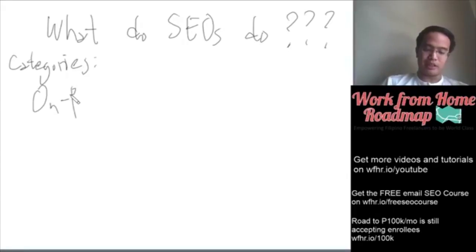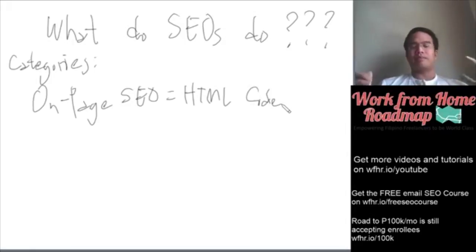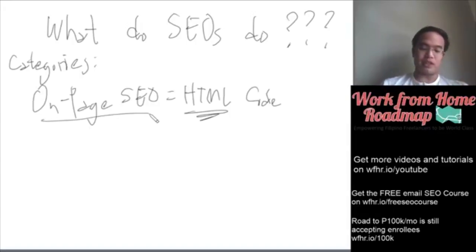There's what we call on-page SEO. On-page SEO deals with things like HTML code that helps Google determine what the website is about. So for Jason's Pizza, the website should have the proper HTML codes so that when Google looks at it, Google will know that Jason's Pizza is about pizza in Cebu. And that's on-page SEO. What you do in on-page SEO is you do proper HTML codes for Google to understand.